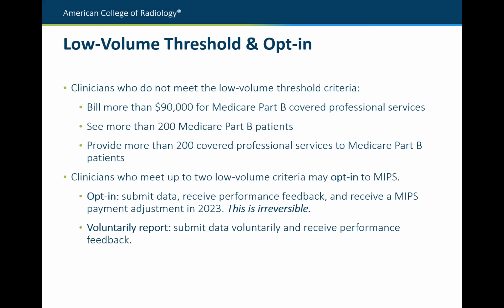By opting in, you would submit data, receive performance feedback, and receive a MIPS payment adjustment in 2023, and you cannot reverse this decision. Or if you'd like to voluntarily report and just see what kind of score you might get if in the future you would have to participate in this program, or for whatever other reason, you can submit data voluntarily and receive performance feedback. And we can do both of these methods in the QCDR this year. Last year we were unable to do voluntary reporting, but this year we did allow that function.